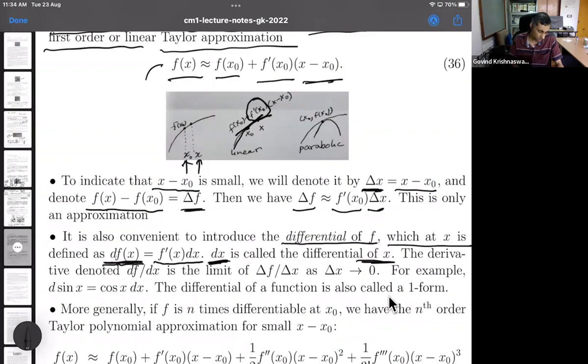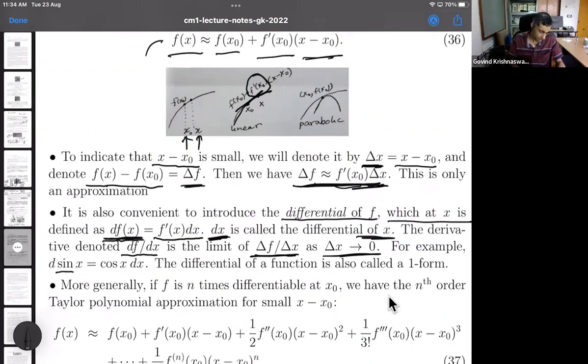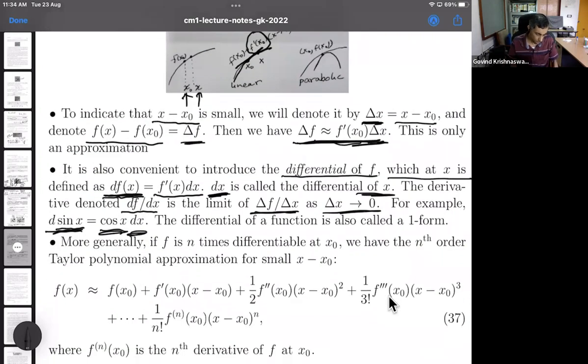Furthermore, you have the concept of the derivative df dx, which is defined using your previous objects as a limit of delta f by delta x as delta x goes to 0. So for instance, if you have a function sine x, we can write its differential d sine x as the derivative of sine x, which is cosine x times dx. In physics, we very frequently use the differentials. I just want that language and the notation to be clear to you, not just in physics, also throughout differential geometry and other areas of mathematics. The differential of a function is also called a one form. That term may be used sometimes, I just want to mention it.